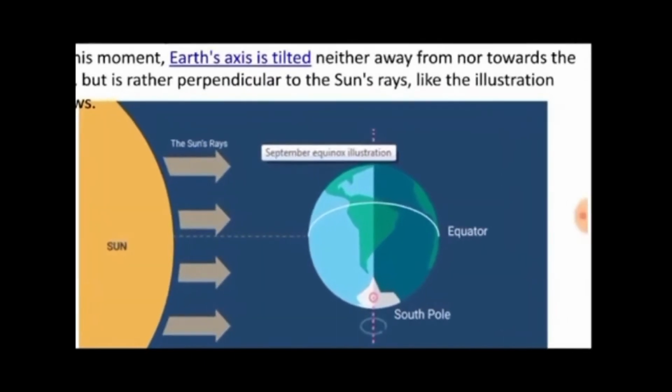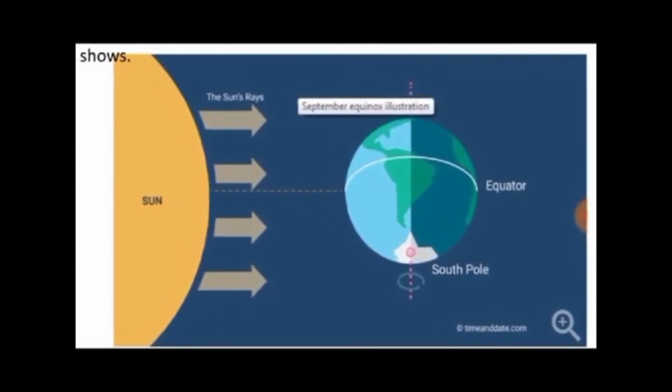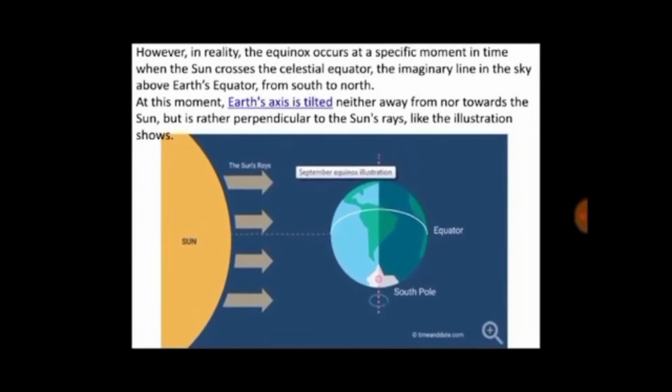Now if you can see in the illustration here, children, the September equinox illustration. Now this is the equinox in September, and our September month is going on. Today is the 21st, but yesterday, 20th September, was our equinox in September. Okay, now the sun's rays fall exactly perpendicular on the earth, and we can see the circle of illumination. Let's move further.